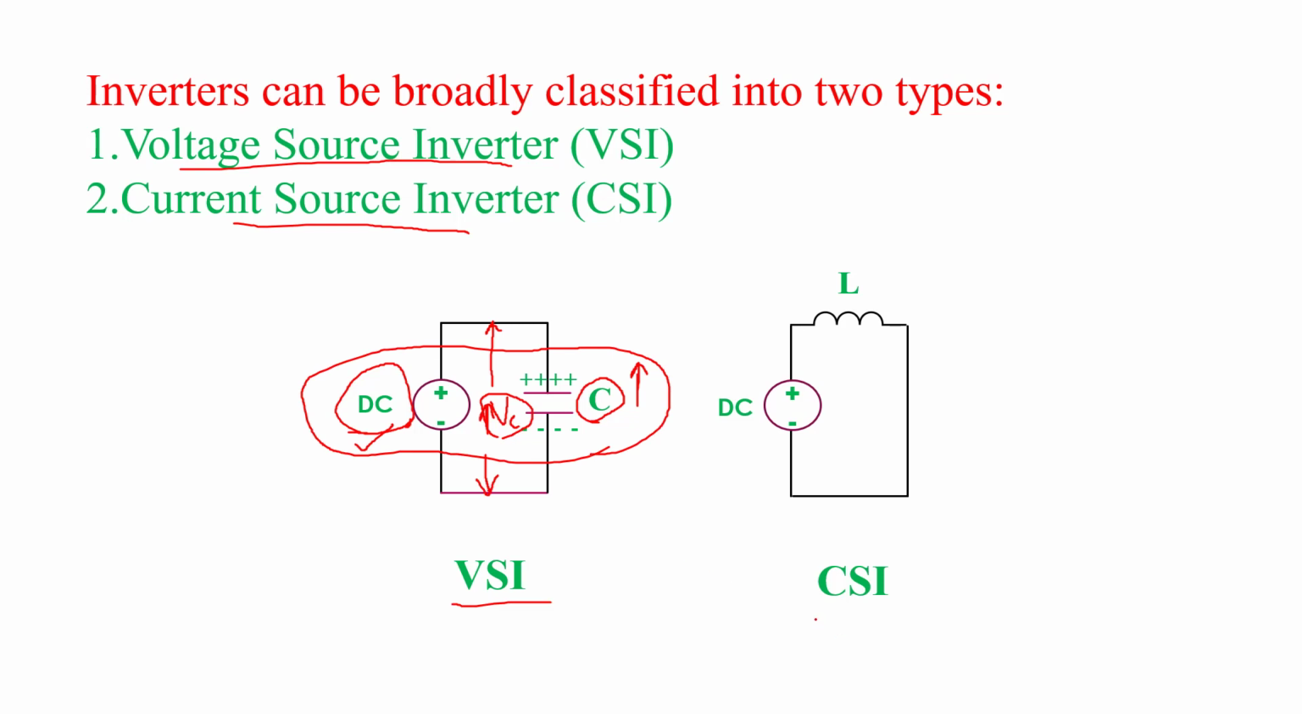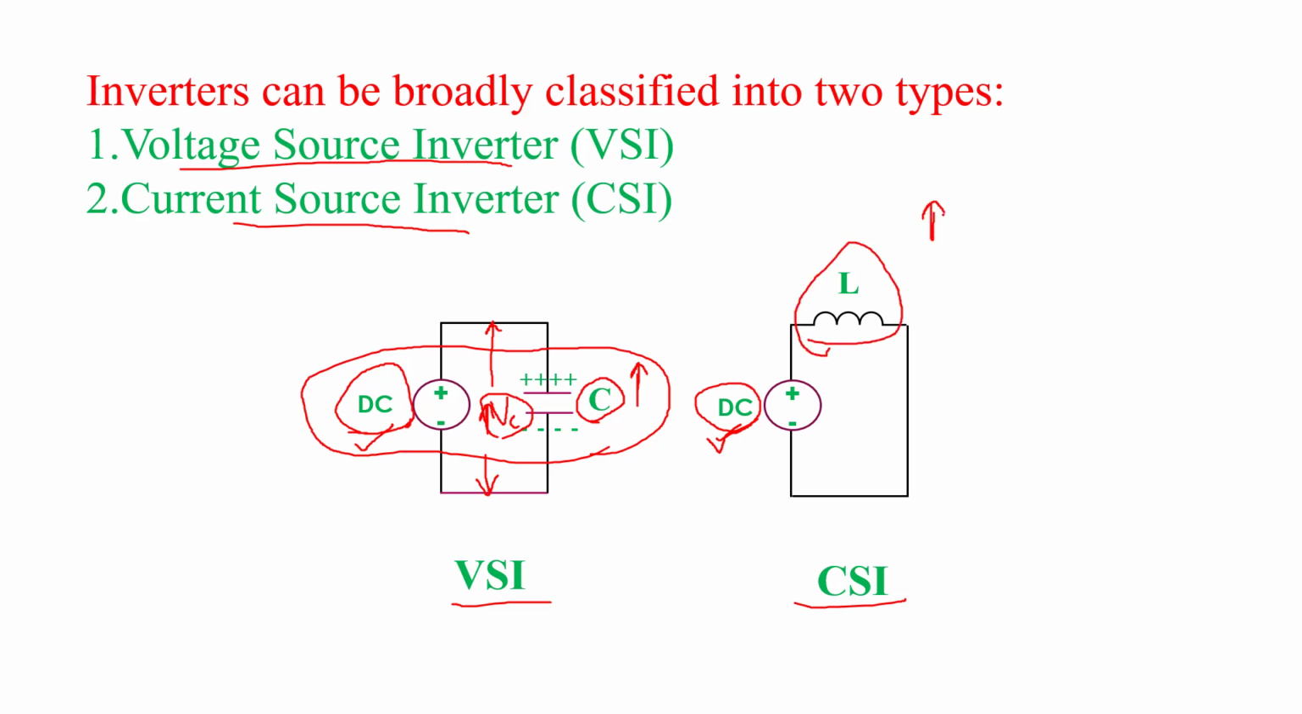Now in case of current source inverter, we have to maintain constant current at the input side. And we also know that a constant current source does not exist. We have to make a constant current source with the help of a voltage source. So to make a constant current source, here we use a DC voltage source, and in series with the DC voltage source, here we connect an inductor whose inductance is high.